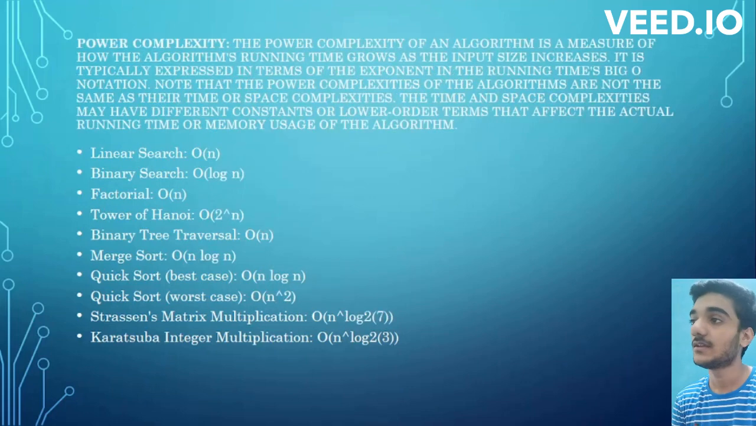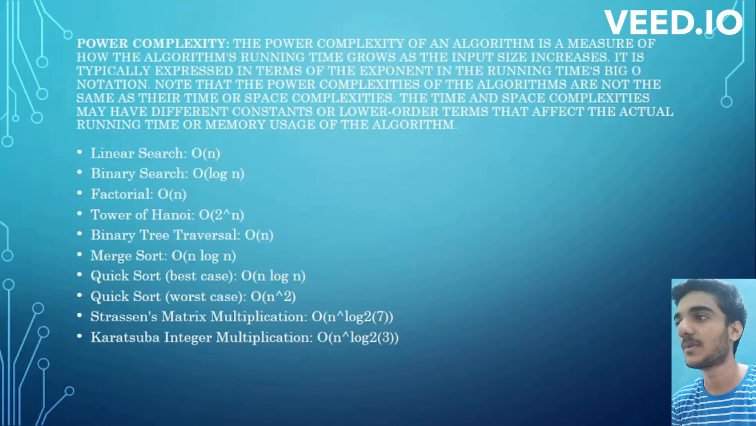What is power complexity? The power complexity of an algorithm is a measure of how the algorithm's running time grows as the input size increases. It is typically expressed in terms of the exponent in the running time big O notation. Note that the power complexity of the algorithms are not the same as their time or space complexities. These time and space complexities may have different constant or lower order terms that affect the actual running time or memory usage of the algorithm.